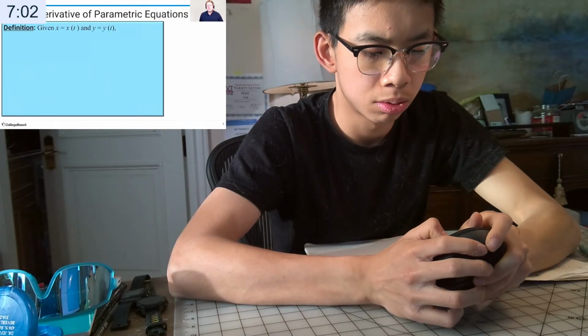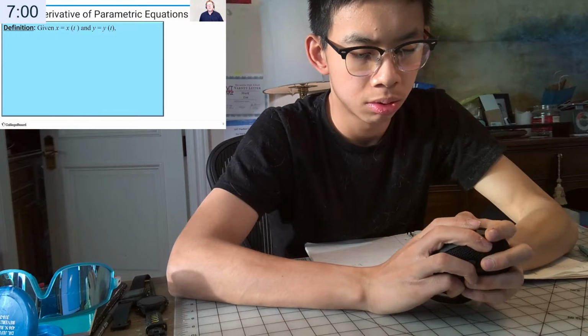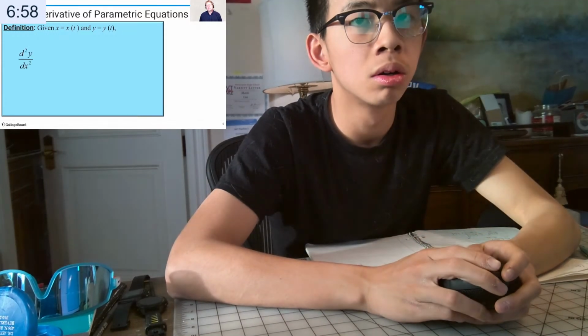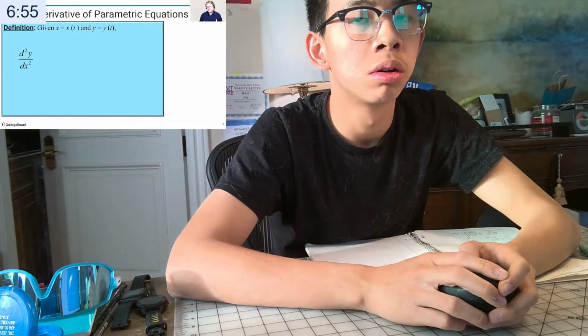So what is the second derivative of the parametric equation? Well, let's say that we're given x equals x of t and y equals y of t. And we know that the second derivative of y with respect to x is very often presented using this type of notation.